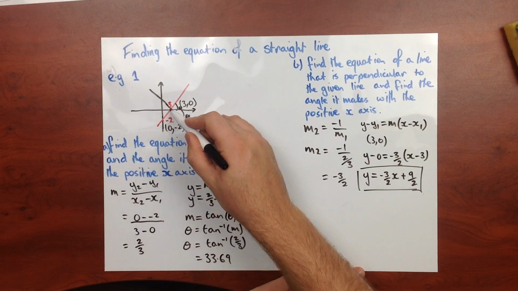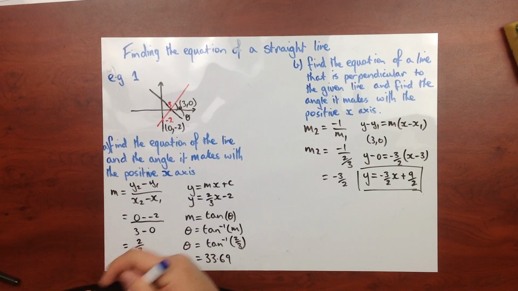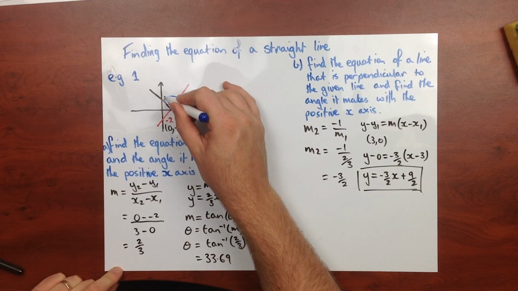We wanted the same point on the x-axis, so we want to go with that. Now we need to actually find the angle that it makes too. So I'll just switch colours so we can see a little bit better here. Now we're looking at this angle in here.